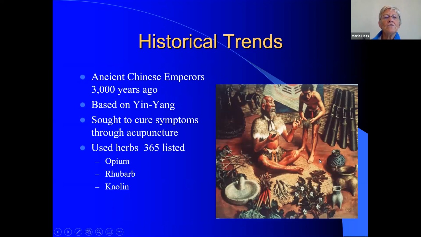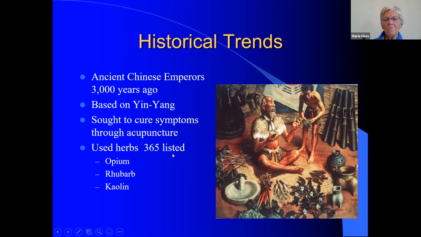About 3,000 years ago, we got into the Chinese emperors, based on yin and yang. The yang was considered positive, active, masculine, signified by sky, light, and warmth. The yin was negative, passive, feminine, signified by moon, earth, darkness, and cold. I'm not sure they had that right, but that's what they based it on. They sought to cure symptoms through acupuncture, so that's where acupuncture came from.